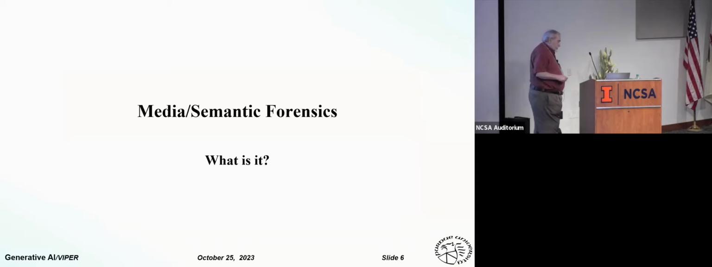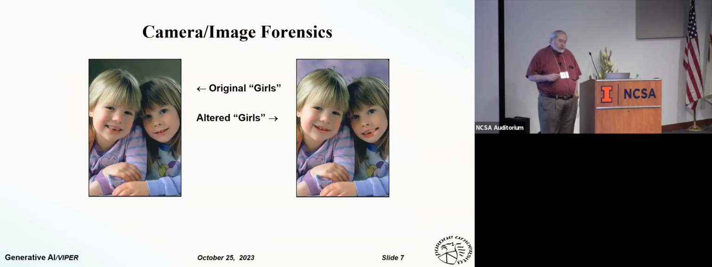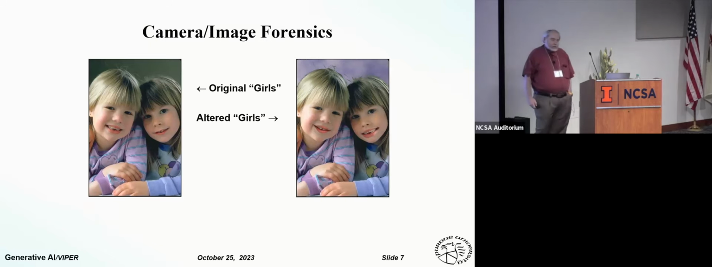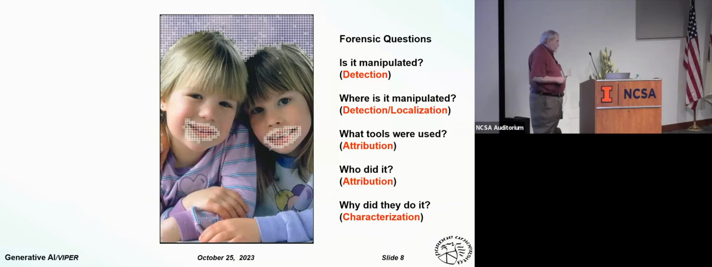So I'm going to start off with, what do we mean by media semantic forensics? What is it? I'm going to show you some simple examples. So let's start off with an image on the left. The image on the left is an original image. The image on the right, I've modified the background and I flipped the children's lips. So one of the things we'd like to do is, given that image on the right, what can we say about it? Now what you see here where the little X's are is the output of one of our detectors. But you'd like to ask a series of media forensic questions.